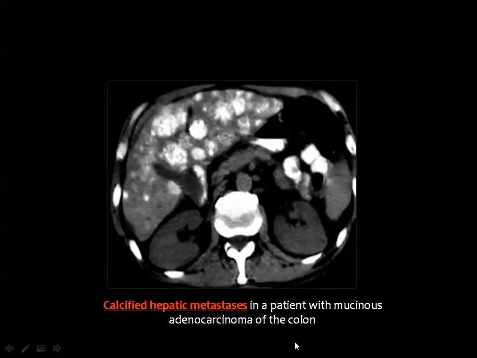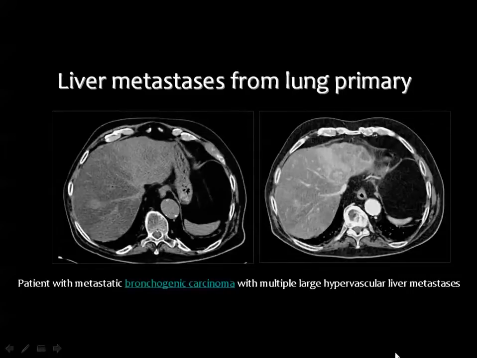Calcium can occur in metastatic deposits, particularly those coming from mucinous adenocarcinoma of the colon, as you can see in this non-contrast study showing multiple calcified metastatic lesions in the liver.